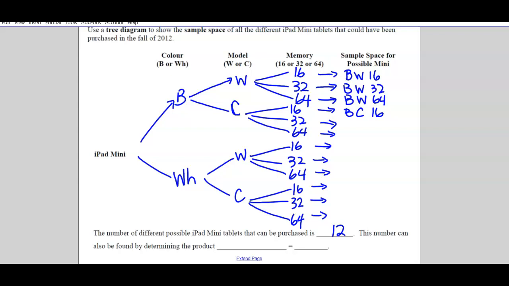How could you get that a little bit faster? Well, there's 2 options for the color, 2 options for the model, 3 options for the memory. What can you do to 2, 2, and 3 to get 12? Multiply. So for each of these, you multiply by 2, then by 3. So 2 times 2 times 3 gives you 12. So you would not do a tree diagram from now on, unless you're asked.